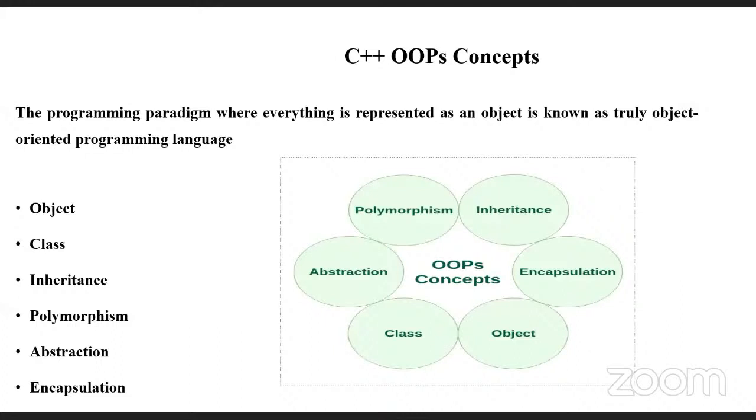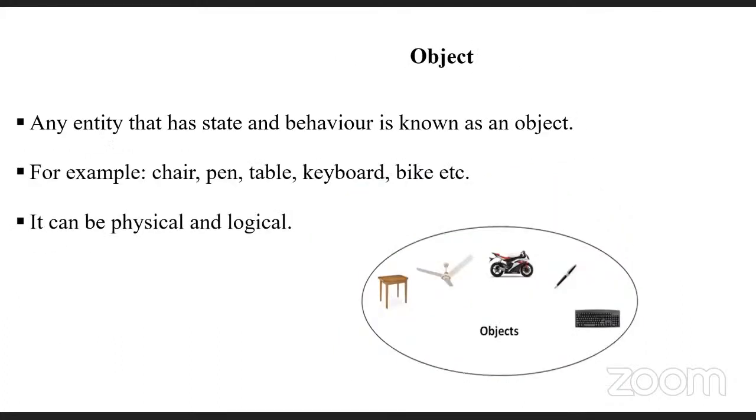Is it clear? First, I will move on to the object. What is the object in general? Object is nothing but a real-time entity. I told you C++ is everything, it is considered as object only. So object is nothing but a real-time entity. It has state and behavior. State represents properties of the object, whereas behavior represents functionality of the object. So that is called as object.